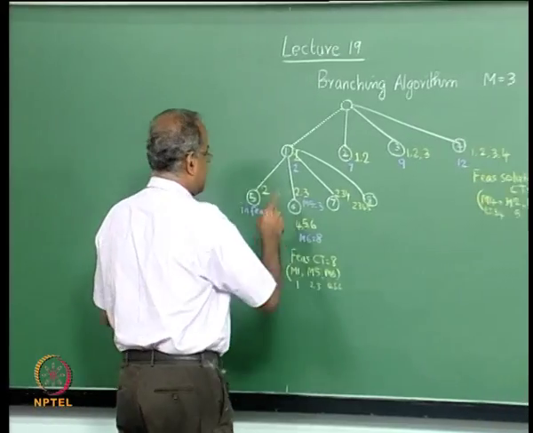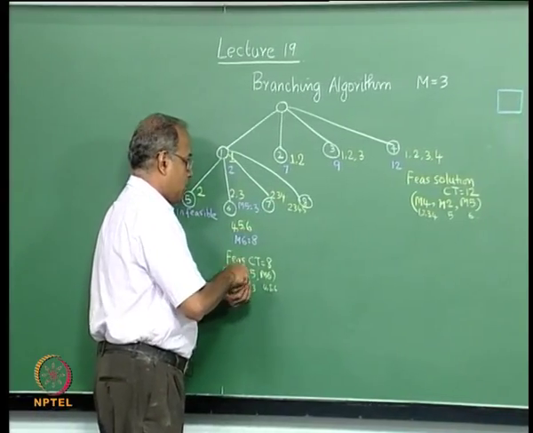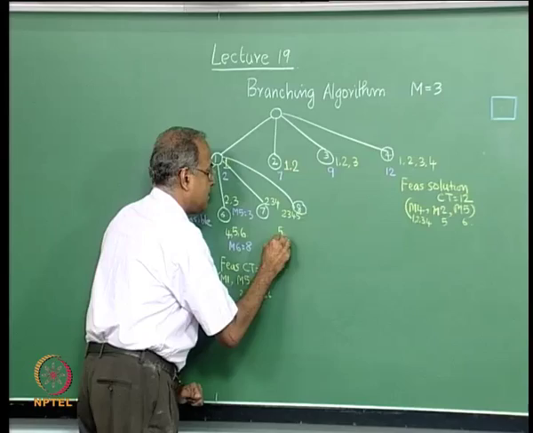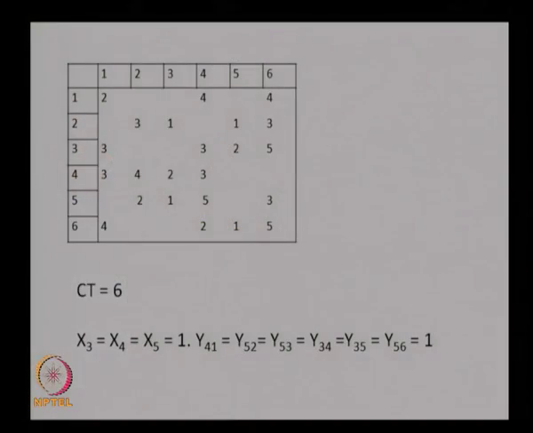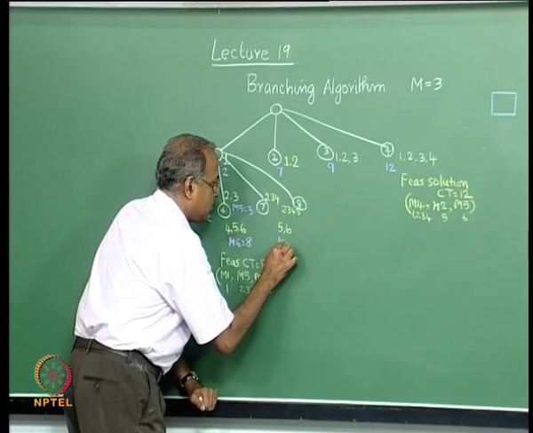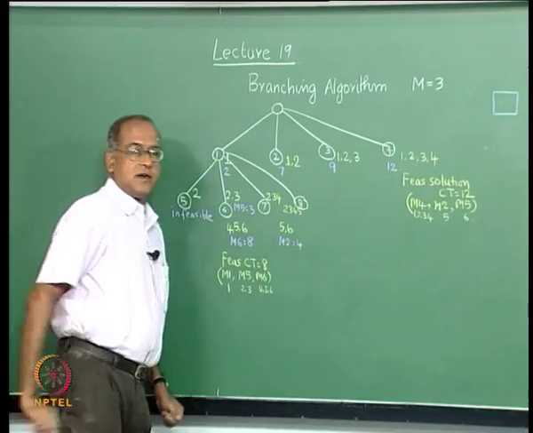Now, I go back to this 1, 2, 3, 4 would force 5 and 6 here. Now, I go back for 5 and 6 I can use M2 or M3 or M6. So, I use M2 with cycle time equal to 4.